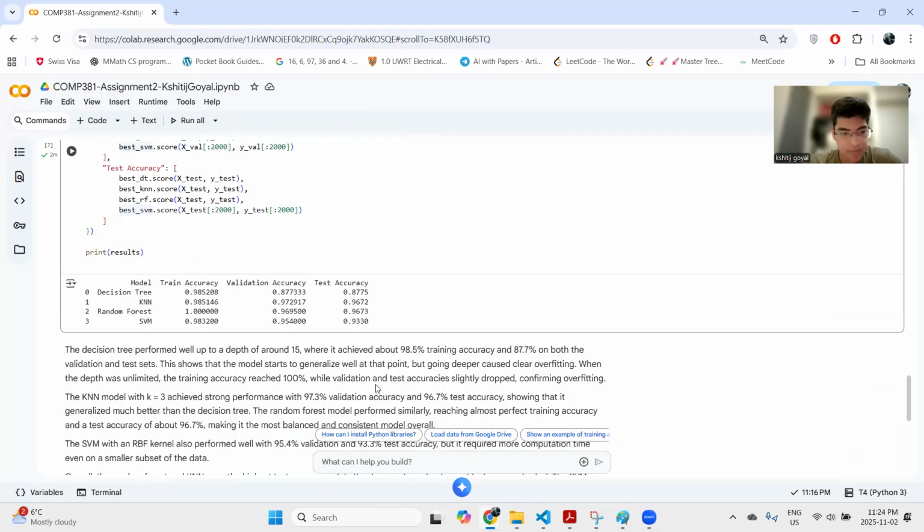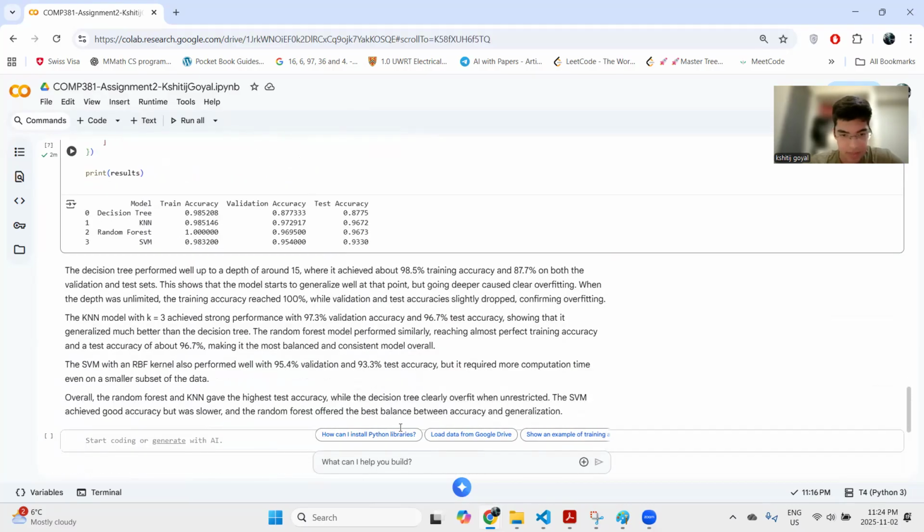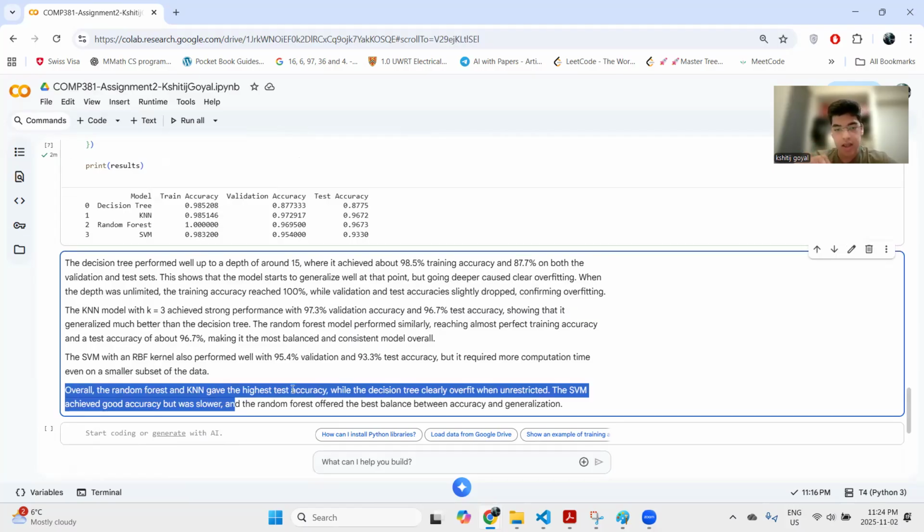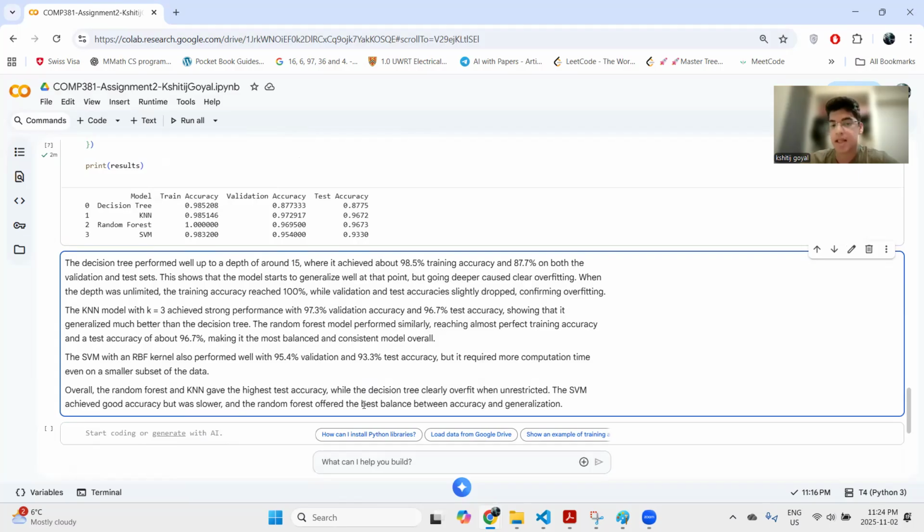Overall, I've explained my observations as I was explaining the assignment. And lastly, the random forest and KNN gave the highest test accuracy, while the decision tree clearly overfit when it was not restricted. The SVM achieved good accuracy, but in general it was quite slow compared to the other models that I trained. And the random forest offered the best balance between accuracy and generalization.